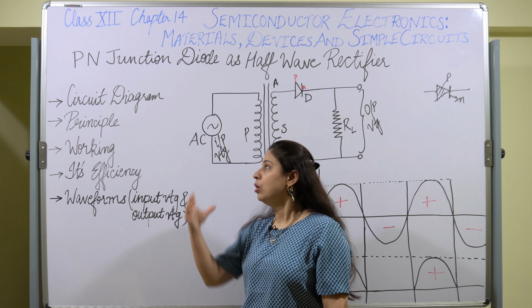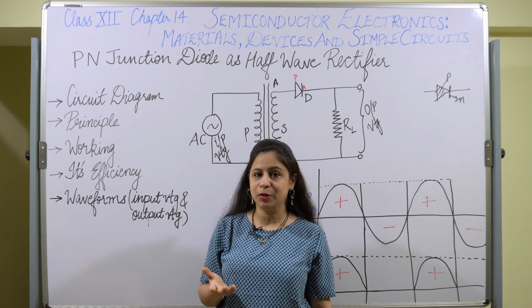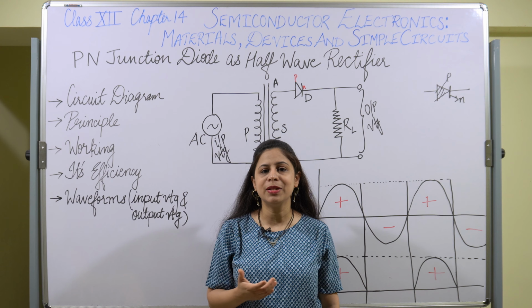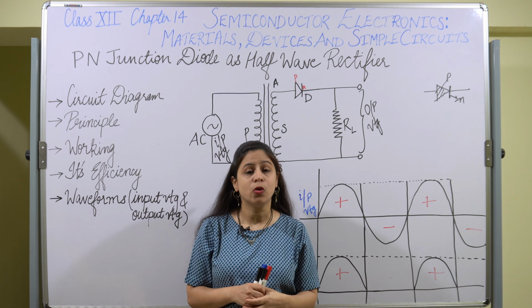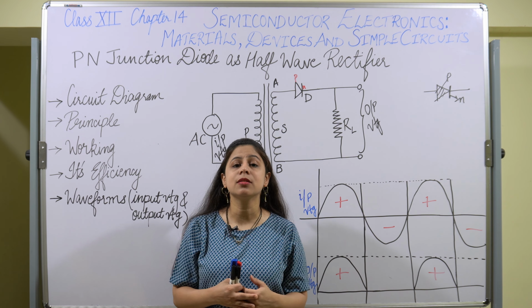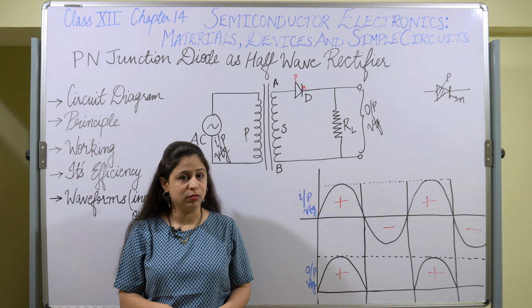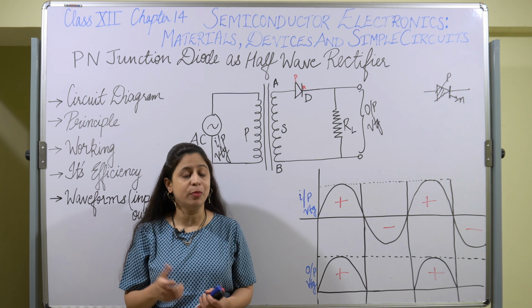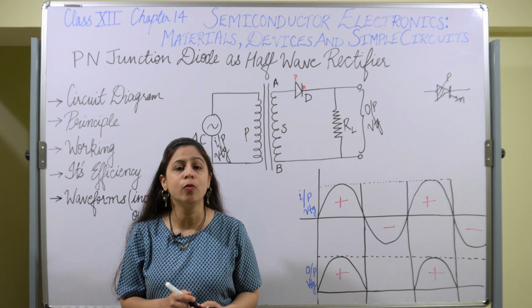So on what principle does the rectifier work? It works on the principle that a diode offers a low resistive path when it is forward biased and a high resistive path when it is reverse biased. Now, what do you mean by resistive path? We can understand it by Ohm's law.